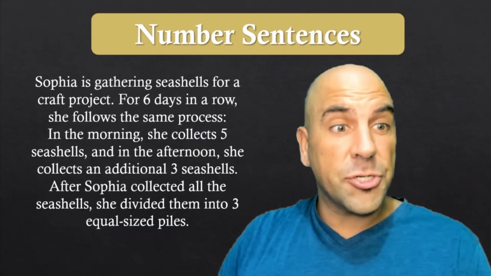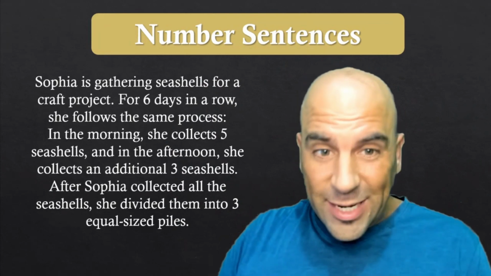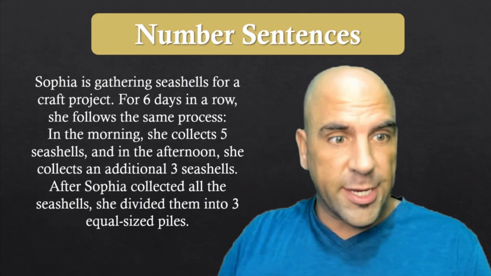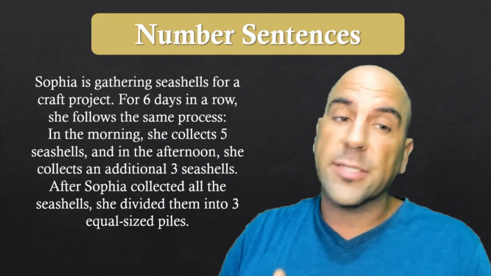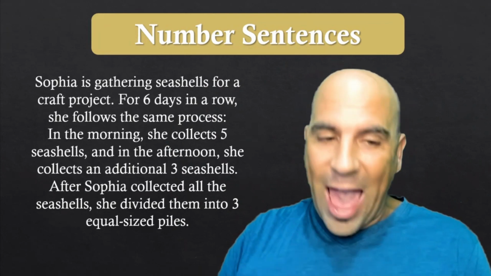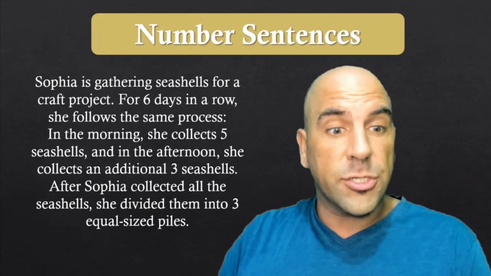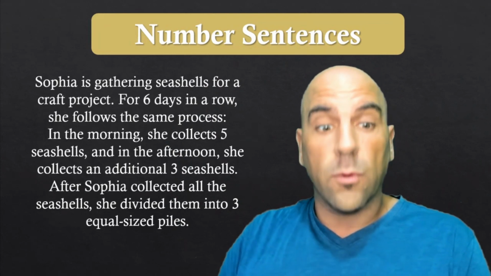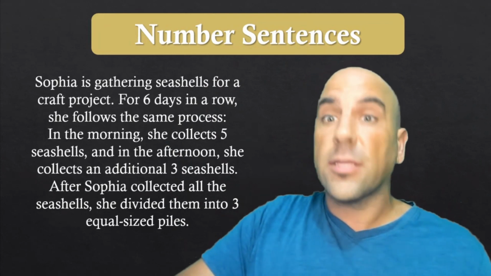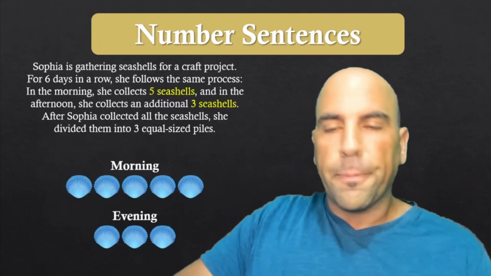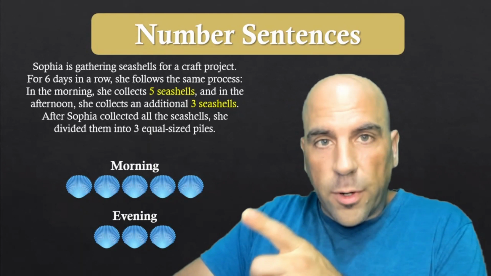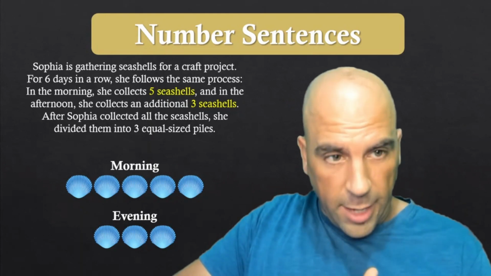Sophia is gathering seashells for a craft project. For 6 days in a row, she follows the same process. In the morning, she collects 5 seashells, and in the afternoon, she collects an additional 3 seashells. After Sophia collected all the seashells, she divided them into 3 equal-sized piles. Okay, let's take this one step at a time to make sure we get the order correct. So she collected 5 in the morning and 3 in the evening, okay?